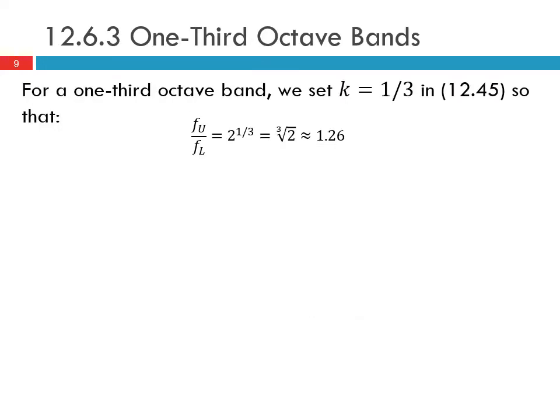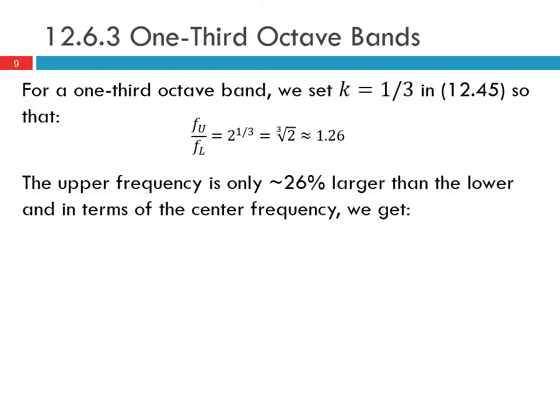A very common type of band is called a 1/3 octave band. So for this, we set K equal to 1/3 in our previous equation. So now FU over FL is equal to 2 to the power of 1/3, which is equal to the cube root of 2, or 1.26. So here the upper frequency is only 26% larger than the lower, and in terms of the center frequency, we get that FL is approximately 0.89 of FC, and FU is 1.12 times FC.